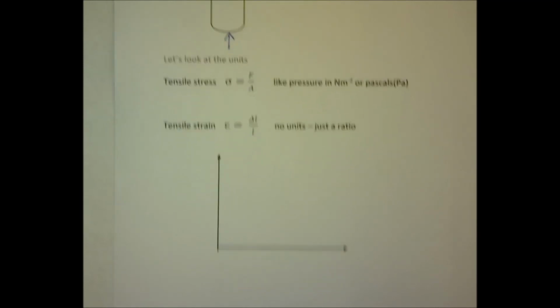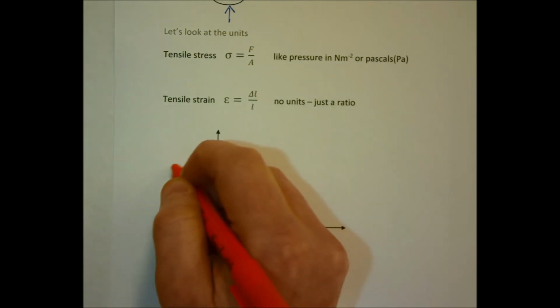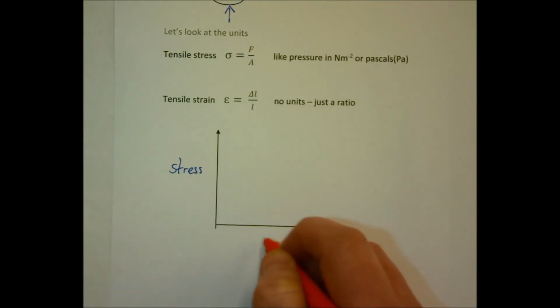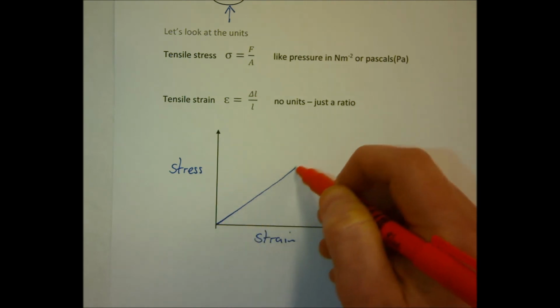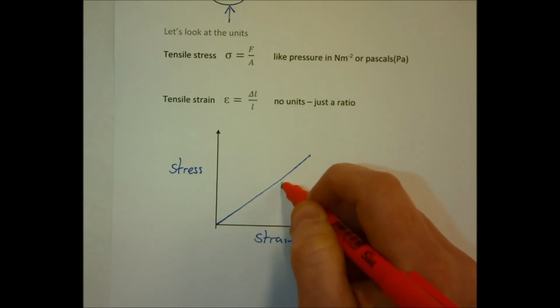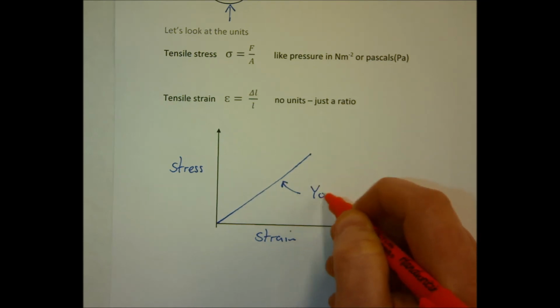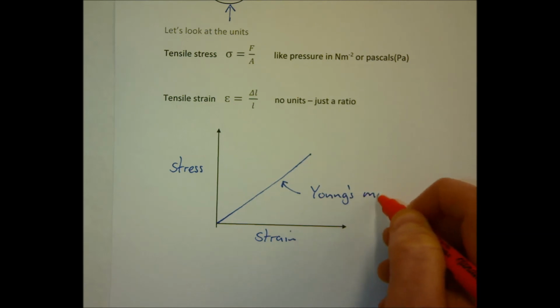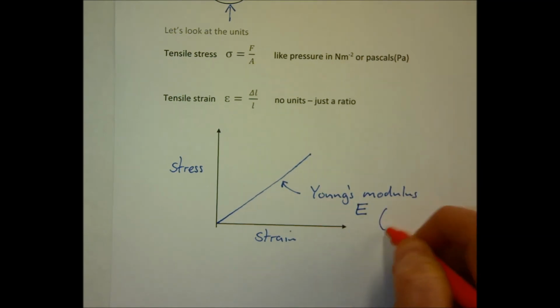Now, instead of plotting force against extension, we're going to plot our normalized units, which is stress against strain. Okay, and we get our straight line relationship. And now, because we have normalized, we can compare all different materials and get a constant from the gradient which is comparable, and this constant is called Young's modulus, which has the symbol E. So we get this from the gradient.